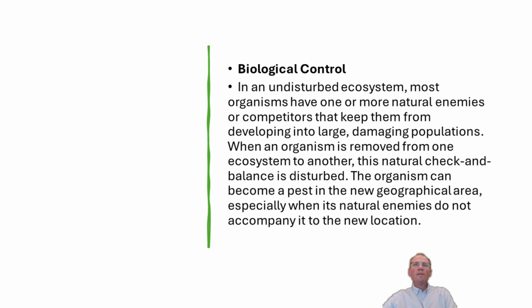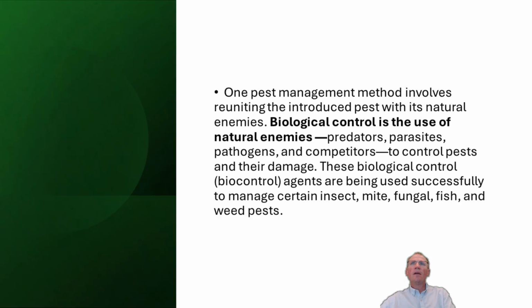So if we were really to break this down a little bit further, if you think about it, we would just use biological control for everything if it wasn't for the fact that when you do bring a species into an ecosystem that's not been there before, it has no natural enemies, so it has the ability to wreak havoc on the ecosystem. So the idea of biological control can be good, but it can also cause a major problem because there are no checks and balances in the ecosystem at that point. One pest method involves reuniting the introduced pest with its natural enemies.